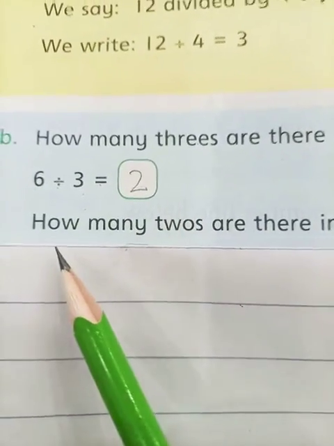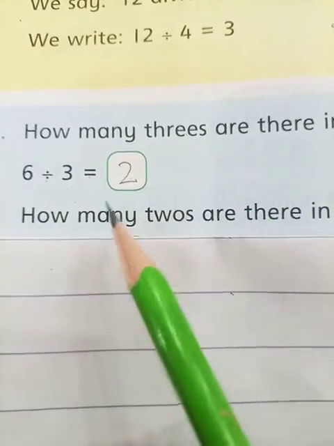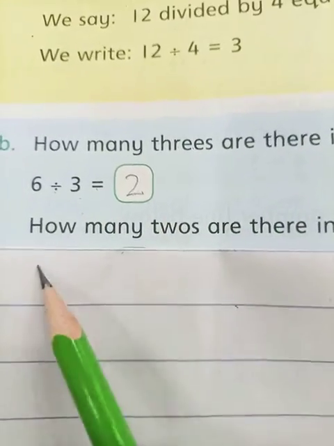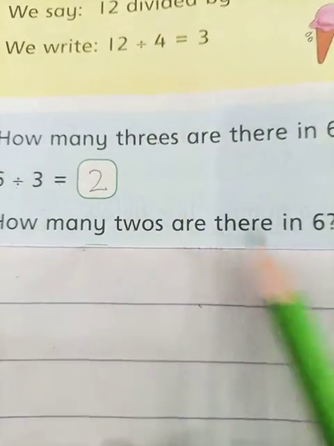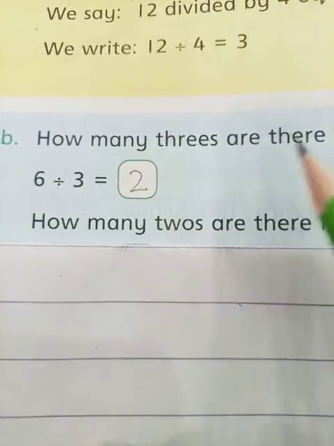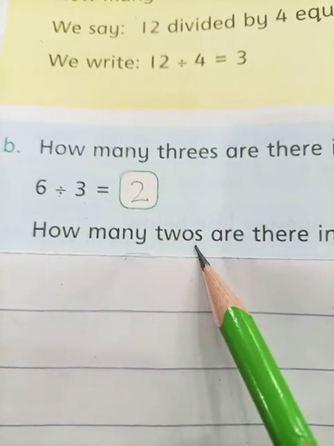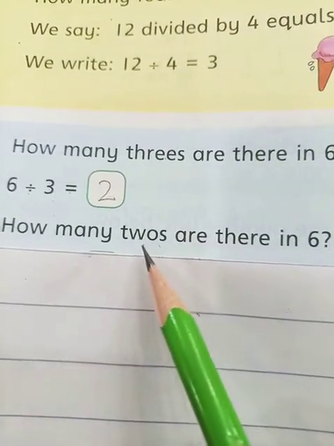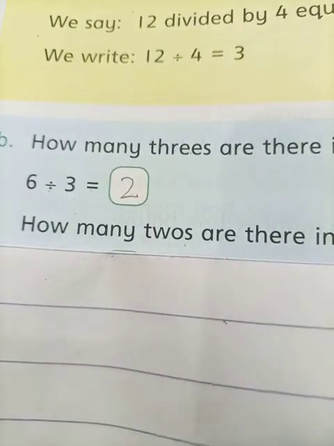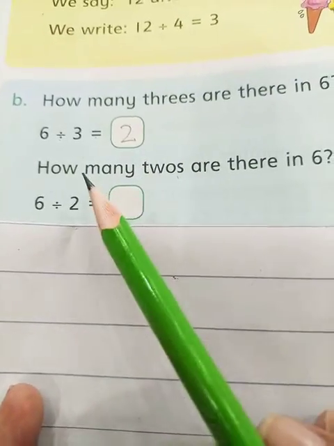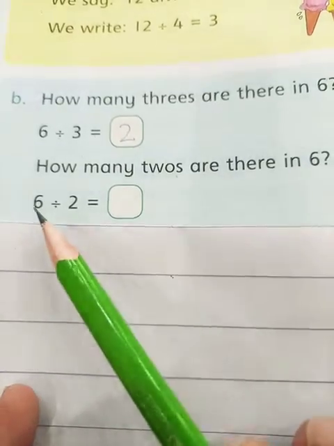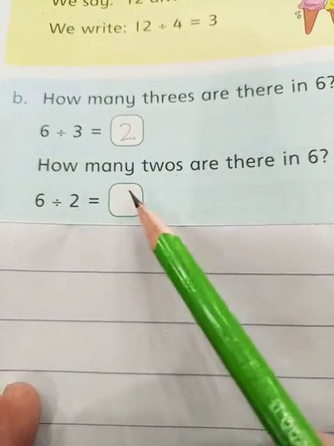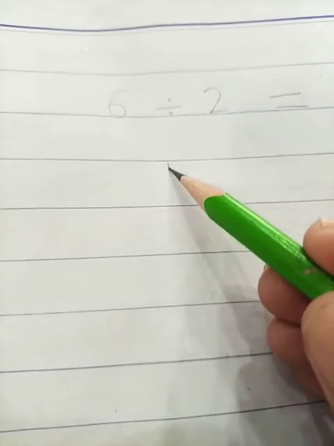Look at the students, our next question is, there is a change in the same statement. Look at this, how many 2's are there in 6? Now we are going to tell how many 2's are there in the 6. We are going to divide the 6 into sets of 2. Look at this students, we will write this statement as 6 divided by 2, and here we are going to write our answer. Students, let's try to solve this statement by the simple division method.